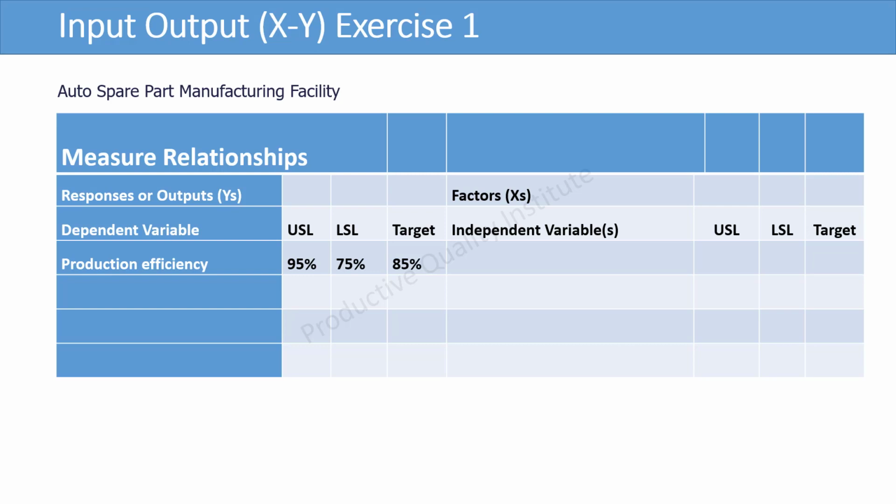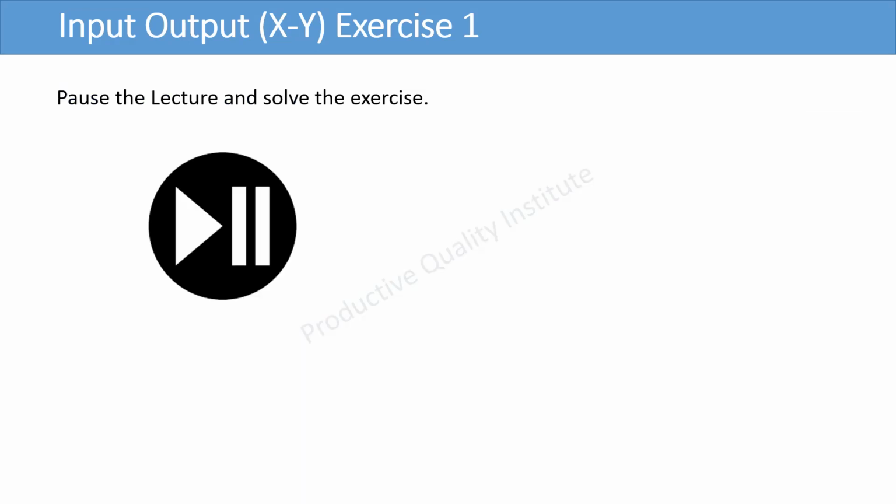Now, we will perform an exercise from an auto spare part manufacturing facility. The output, or the dependent variable, is the production efficiency, with USL of 95%, LSL of 75%, and target of 85%. We need to know the inputs, or factors, independent variables. Please pause the lecture and solve the exercise.